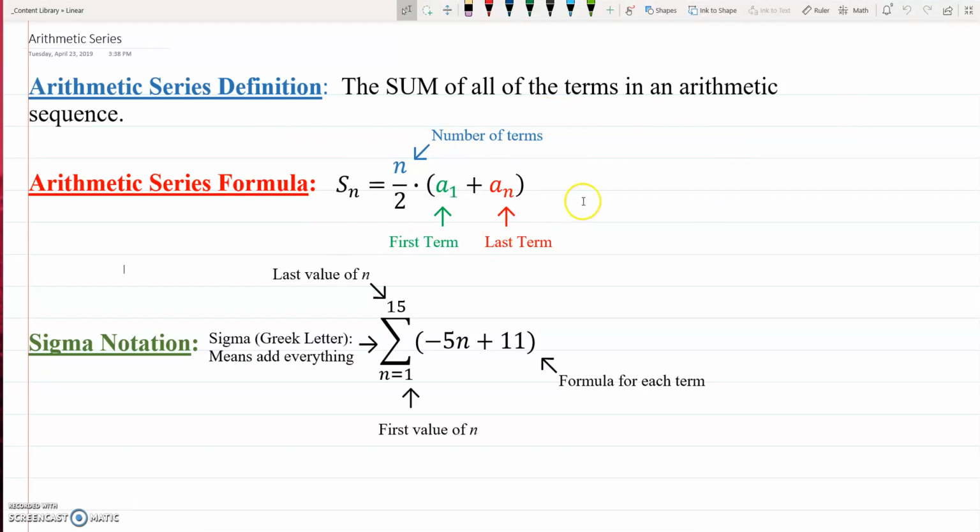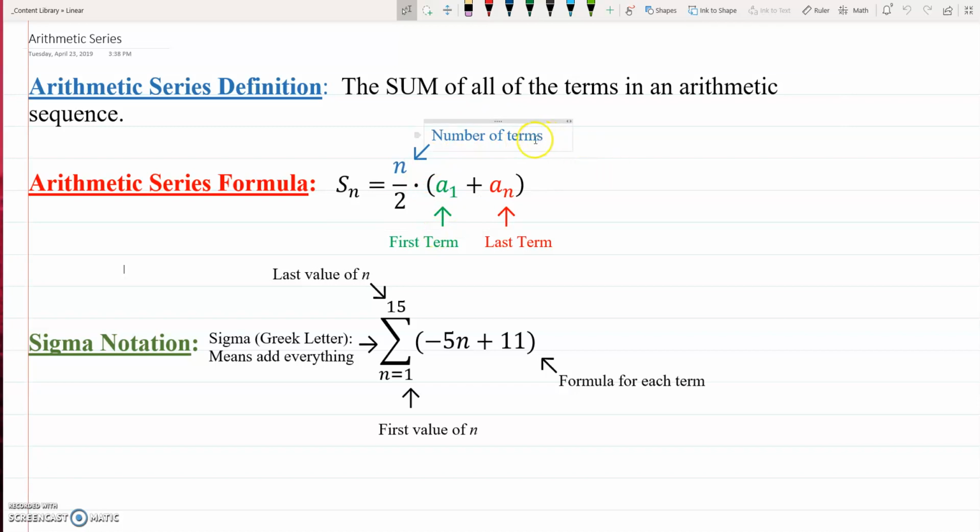Okay, so this is my formula for arithmetic series. Like if I ask you to add the first 450 terms of a series, that would really suck, adding 450 things together. So instead we're just going to use this formula. This formula works great. It always works. So we're just going to plug in three things.